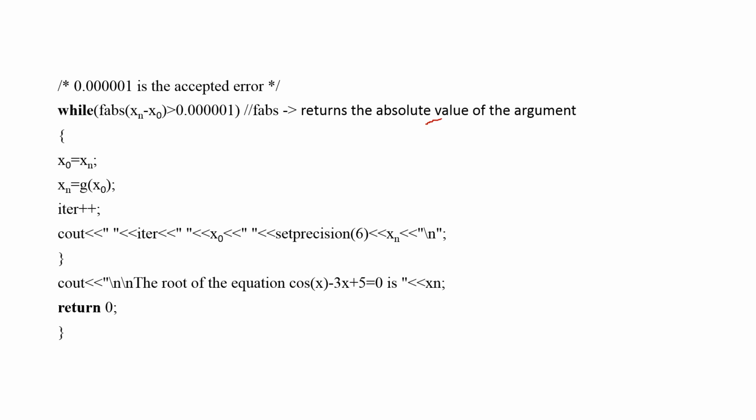Now you are going to get the result. That is, x0 is equal to xn, xn is equal to g of x0. You are finding the answer: x1 is equal to g of x0, x2 is equal to g of x1, like that. The iteration keeps increasing, and at last you get the answer. Set precision 6: up to 6 digits it is considering, and you conclude xn as the answer. So this is the way the program can be written in C++ for the successive approximation method.